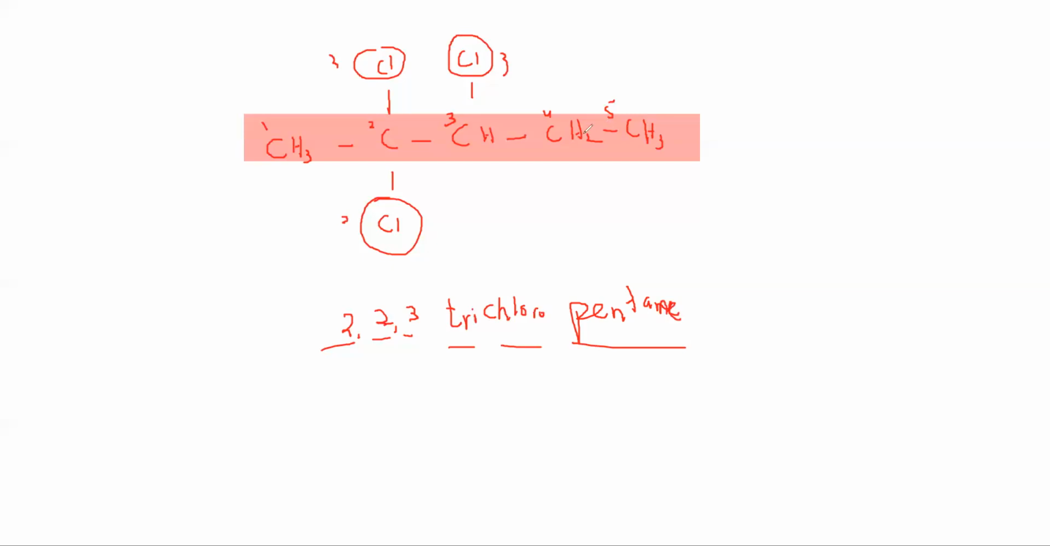Why can we not count from right to left? Because if I count from right to left, this is 1, 2, and 3. So the first branch is coming at 3. But if I count from left to right, 1 and 2, the first branch is coming at 2. So we always follow the numbering where the branch is closer. That's why right to left is not the right way to count the carbon atoms. It should be from left to right in this example.